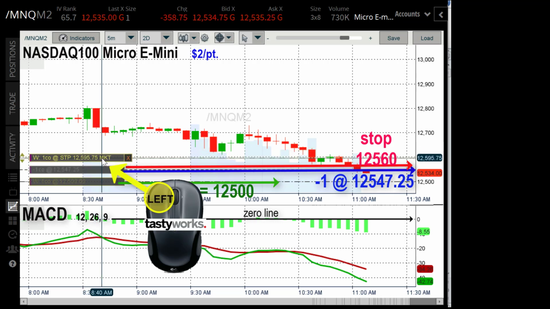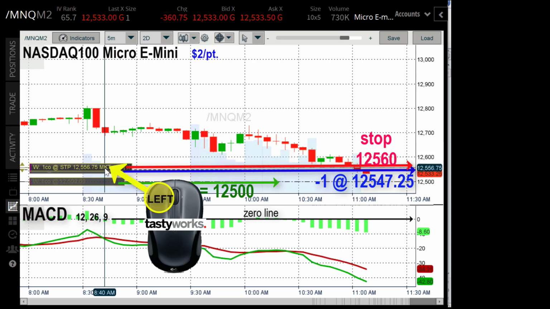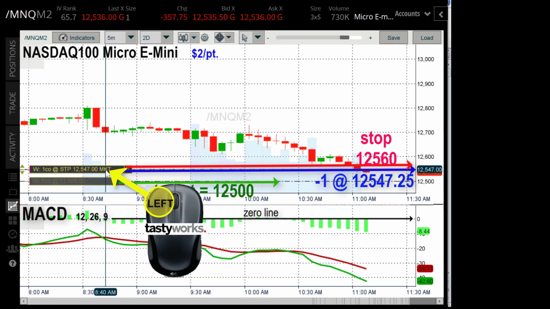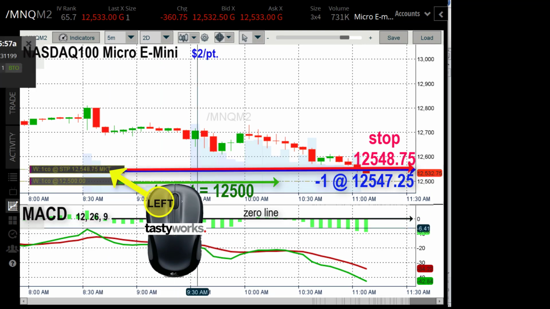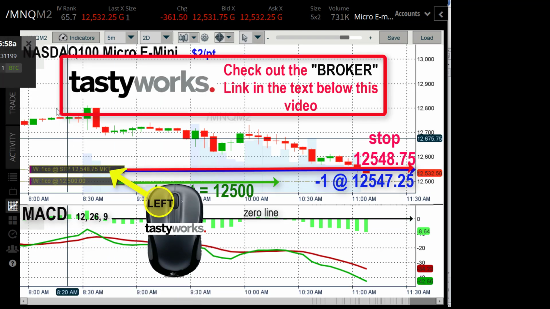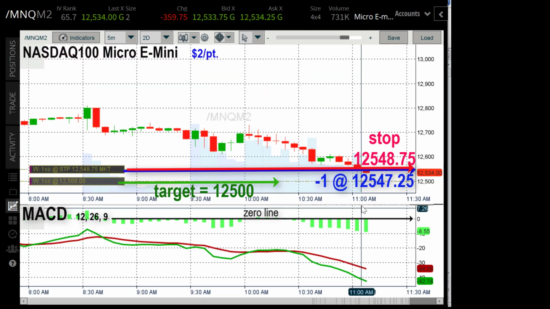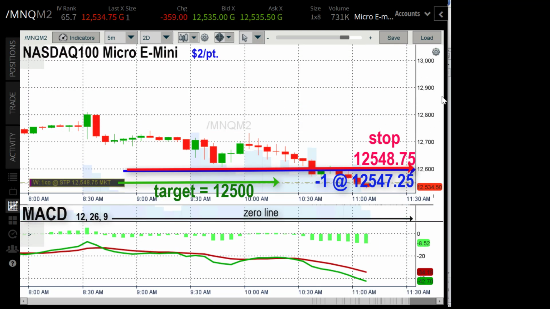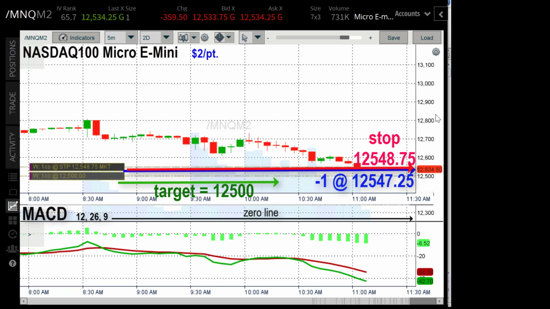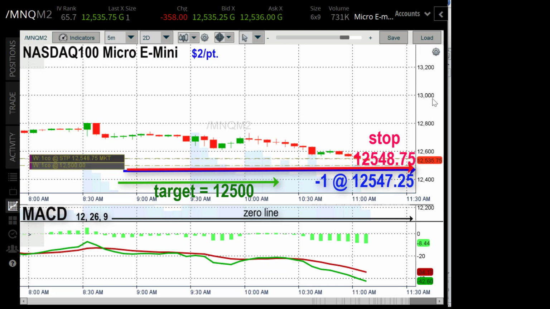Since I'm trading down at 12,534 right now, I'm going to get my Tastyworks mouse out and move that stop down right away because I want to protect the money in my account. And I'm very aggressive about moving that stop order closer to the trading price. And you see the difference between the blue and red figures. There's 1.5 points. $2 a point. That's a $3 stop I've got on this thing.